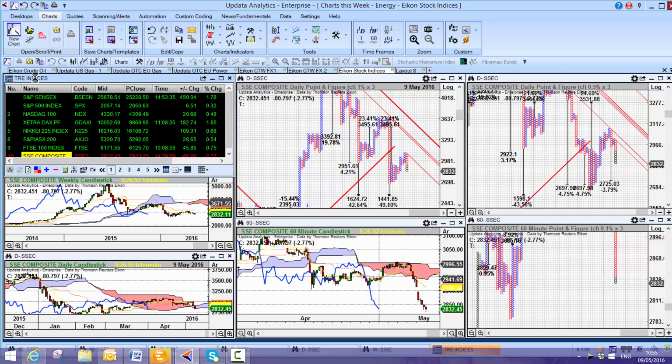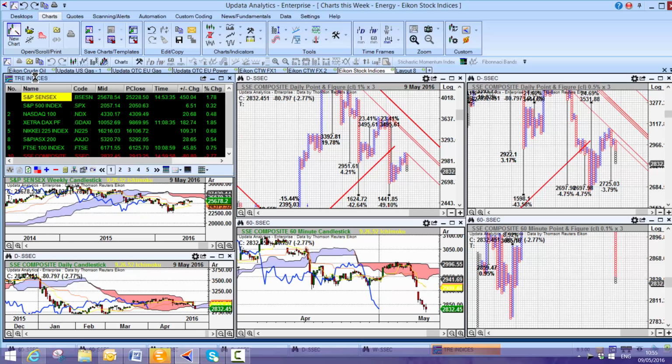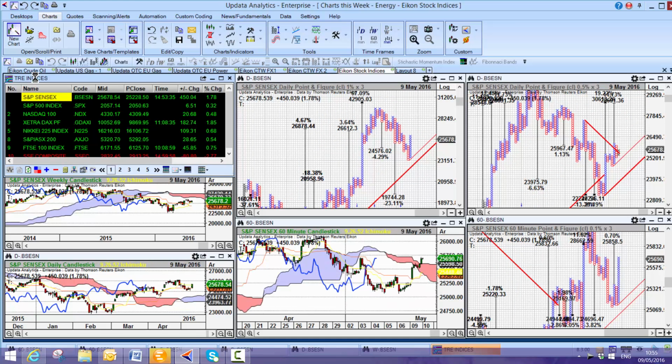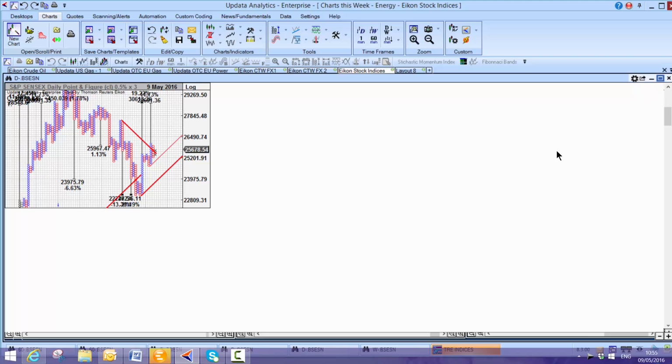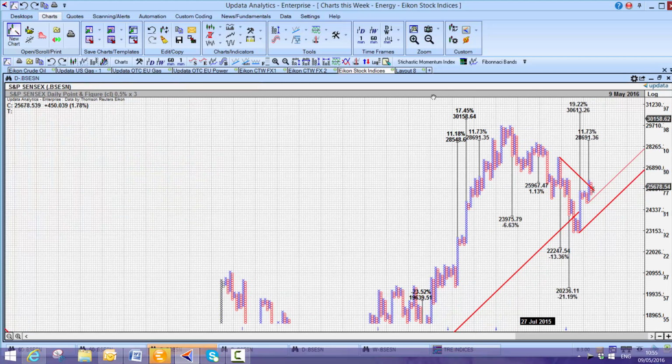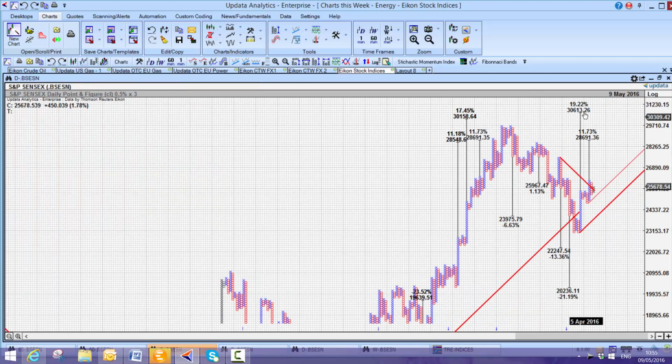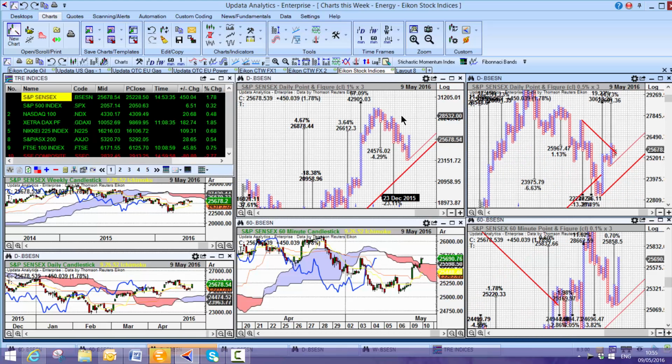We take a look at the Sensex index, the Indian stock market. Up 1.78% overnight, so this is looking much stronger than other Asian markets. Still below on the weekly. Daily is quite clearly above, 60 minute not quite yet above. We do have some nice medium-term upside targets here for the Indian market, 11.7%, 19.22%. So India is still looking like one of the bright spots potentially.